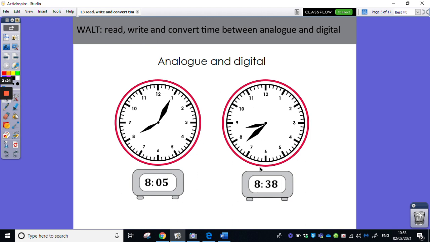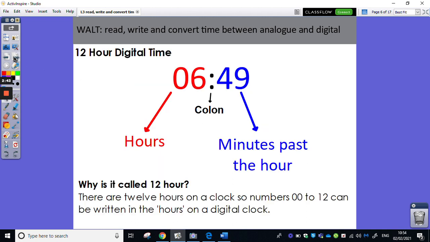But then when we get to this side, again, I've got my hour first, but you'll notice it says 38 minutes, okay, 38. Whereas before we were writing how many minutes to the hour, digital is slightly different because we just count how many minutes right up until the next hour when we get to 60, okay? So we're going to learn how to do that today.